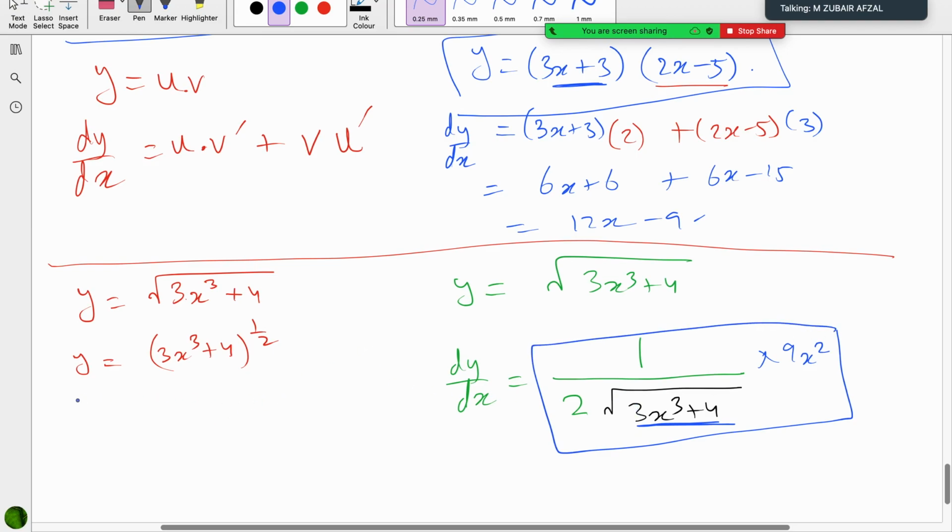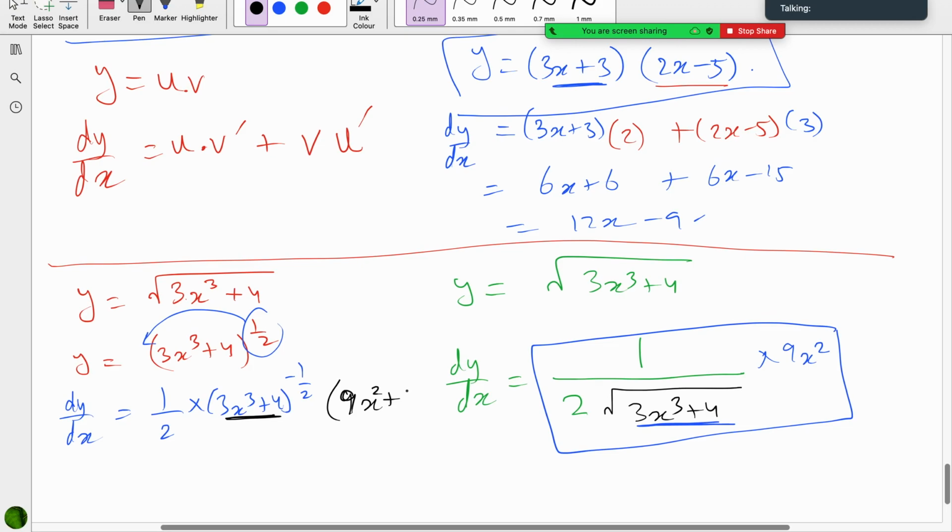Now let's compare. For dy by dx, we know that we have to bring this power down. So when I bring it here, this becomes 1 by 2 into (3x cube plus 4) raised to the power minus 1 by 2. Then we differentiate this bracket and multiply. That is 9x square plus 0, 9x square. Now you simplify. Because of this negative power, it comes down in the denominator and becomes positive. So this is 3x cube plus 4, and we have the same answer.